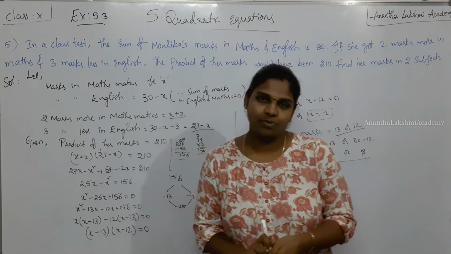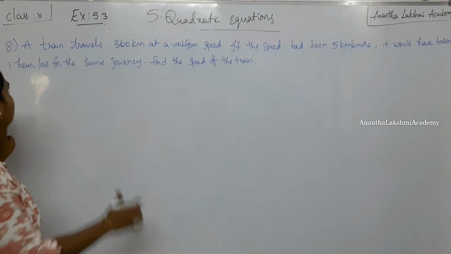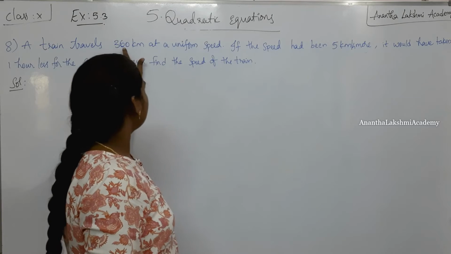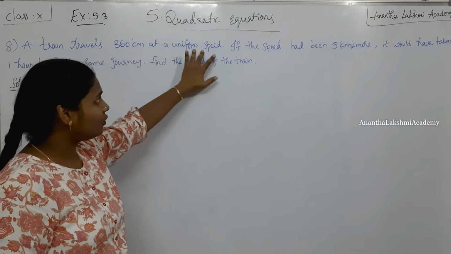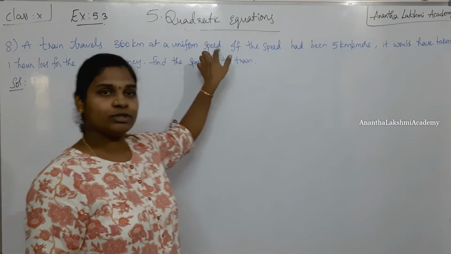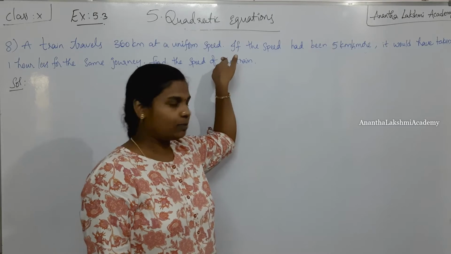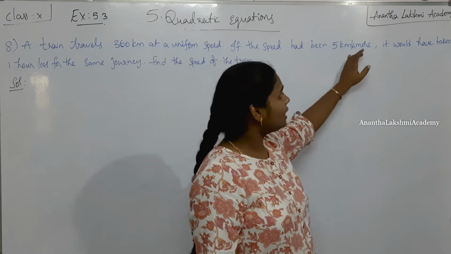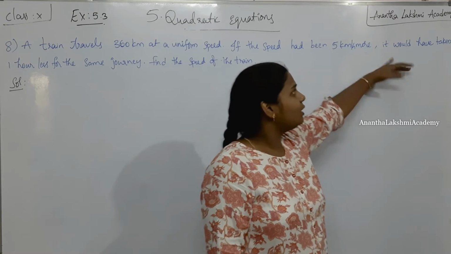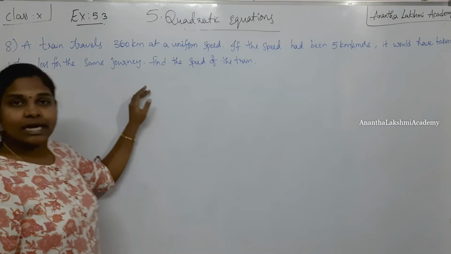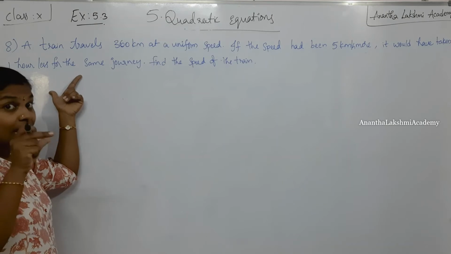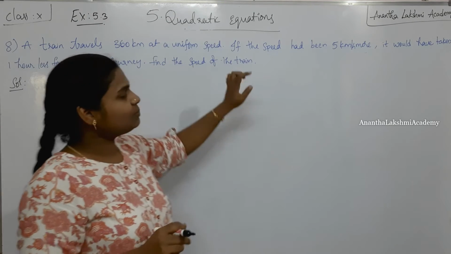Let's jump into the next problem. So, here we have the 8th problem written on the board. Let me read out the problem for you. A train travels 360 kilometers at a uniform speed. Here the distance is given for us and given that at a uniform speed, we are going to use our speed formula. Okay, if the speed had been 5 kilometers per hour more, it would have taken 1 hour less for the same journey. The time taken would have been reduced by 1 hour. Okay, note this point.